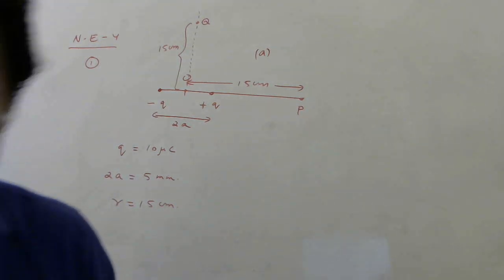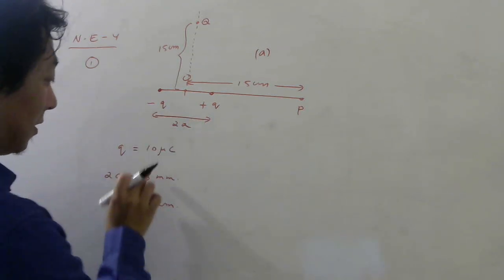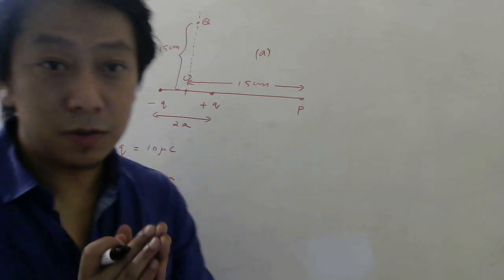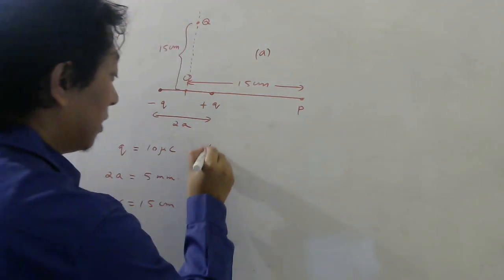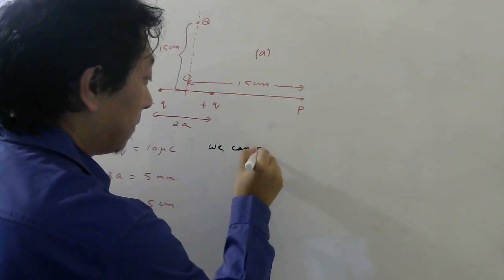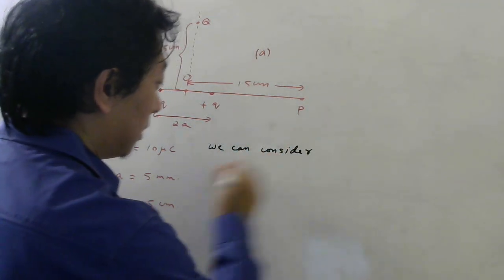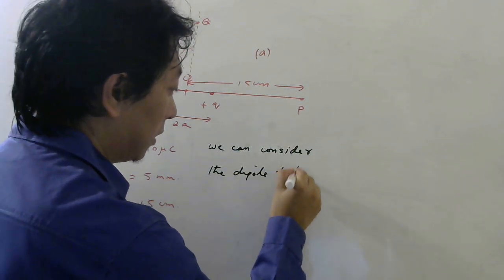Now students, look carefully. This distance is in millimeter, and this is in centimeter. So millimeter is quite small compared to centimeter. So here we can consider the dipole to be short.